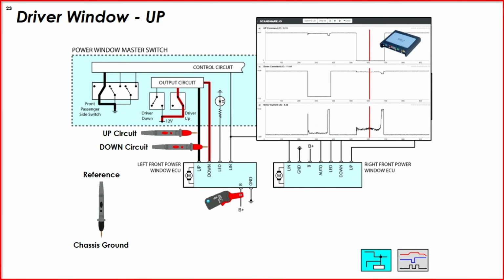So he next attempted the auto up command. And again, the window moved upwards only when the switch was held in that up position. So when the window was commanded up, the window switch would apply ground again, but this time to the up circuit. And as the windows moved upwards, the motor's average current was again 1.3 amps.